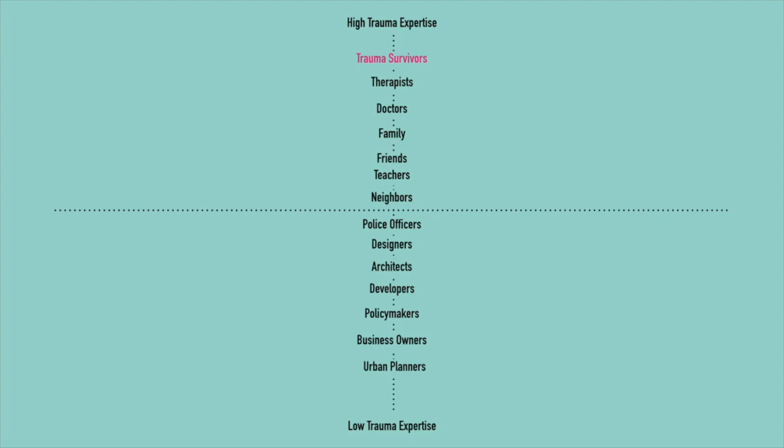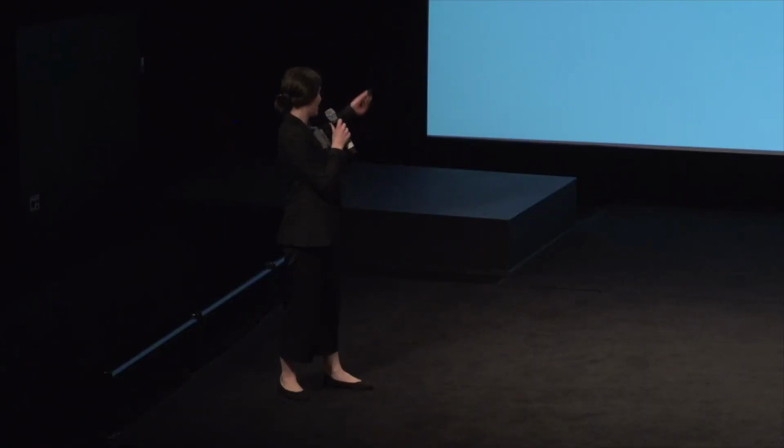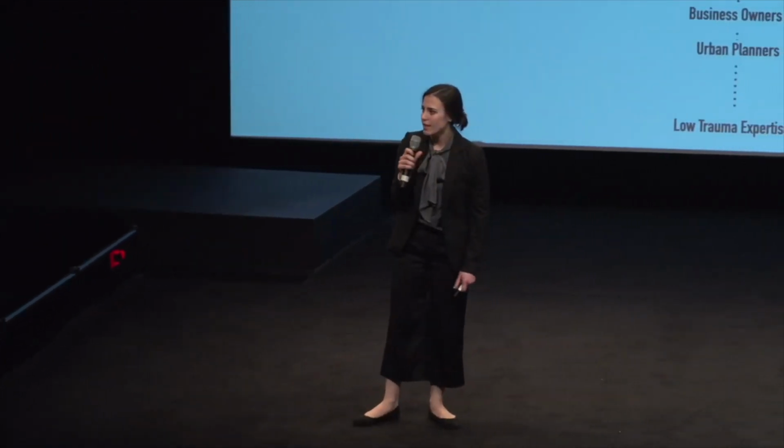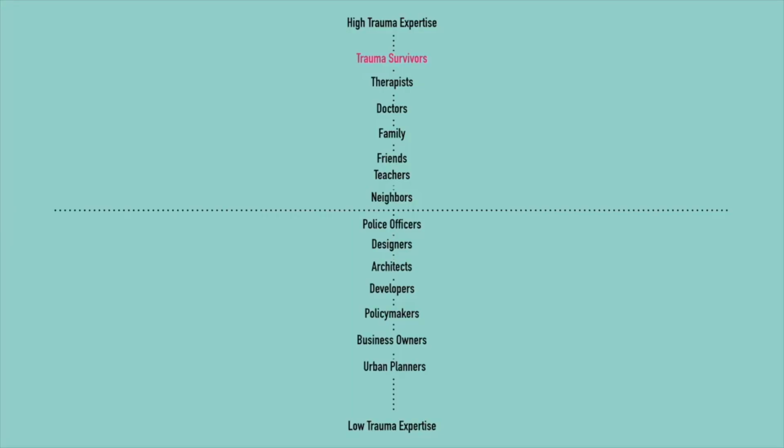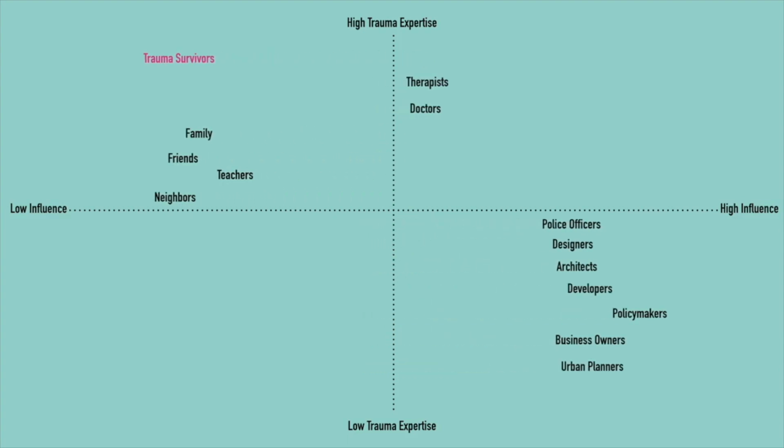And then the next experts in line are those who trauma survivors are in close contact with, who you see fall at the top of this. And then on the bottom half are the people who are not necessarily within a trauma survivor's network, nor do we really consider them to be trauma experts. But when you look at this in terms of influence, you notice something quite different.